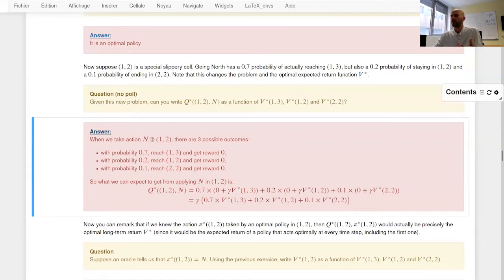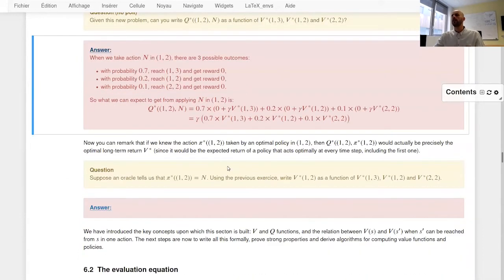When we take action N in state 1, 2, there are three possible outcomes. With probability 0.7, we reach the state that is at the north and get reward 0. With probability 0.2, we stay in place and get reward 0, and with probability 0.1, we slip to the right and get reward 0. So what we can expect to get from applying N in 1, 2 is 0.7 times 0 plus gamma times the value V star in 1, 3, plus 0.2 times 0 plus gamma V star in 1, 2, plus 0.1 times 0 plus gamma V star in 2, 2. If I remove all useless terms and factor this out by gamma, this is gamma times the sum of the probabilities to reach the states times the value of the state we will reach.